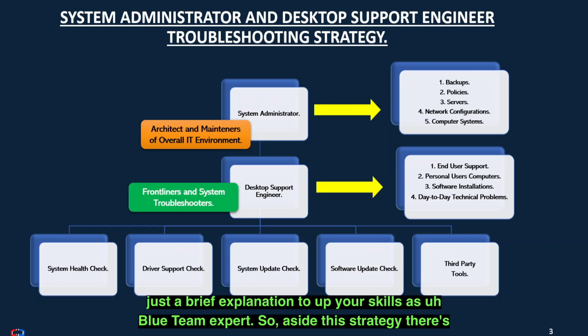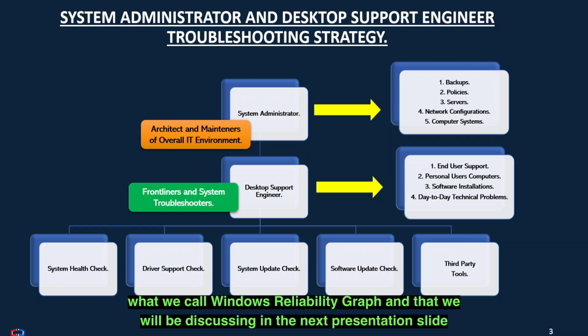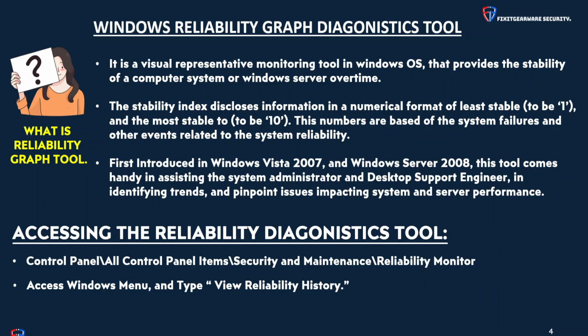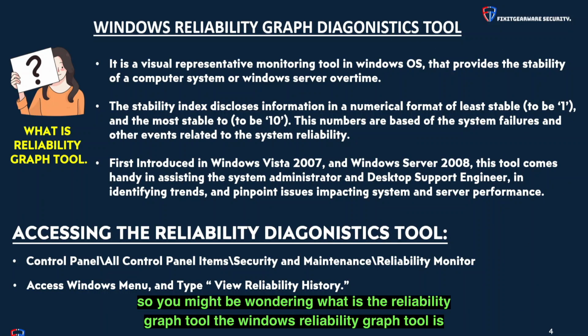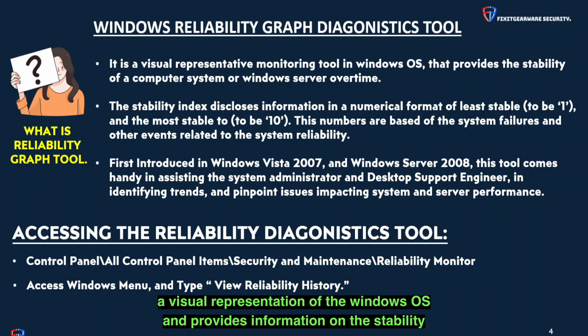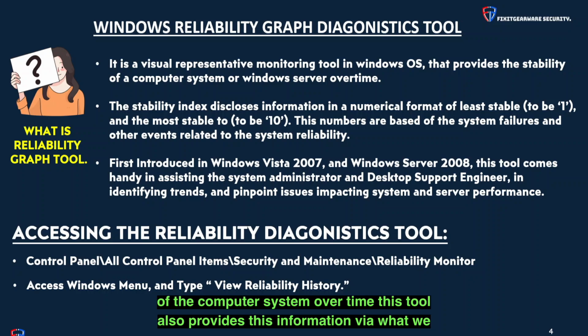So aside from this strategy, there's what we call the Windows reliability graph, which we will be discussing in the next presentation slide. You might be wondering, what is the reliability graph tool? The Windows reliability graph tool is a visual representation of the Windows OS and provides information on the stability of the computer system over time.